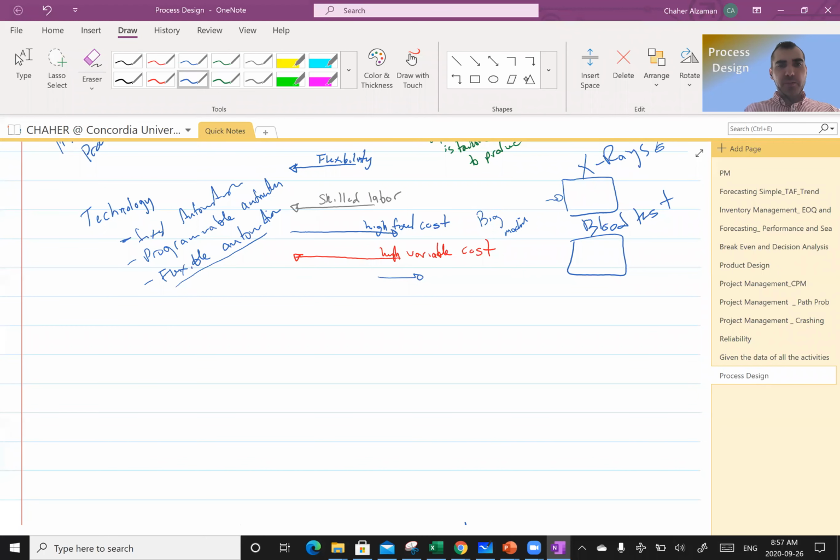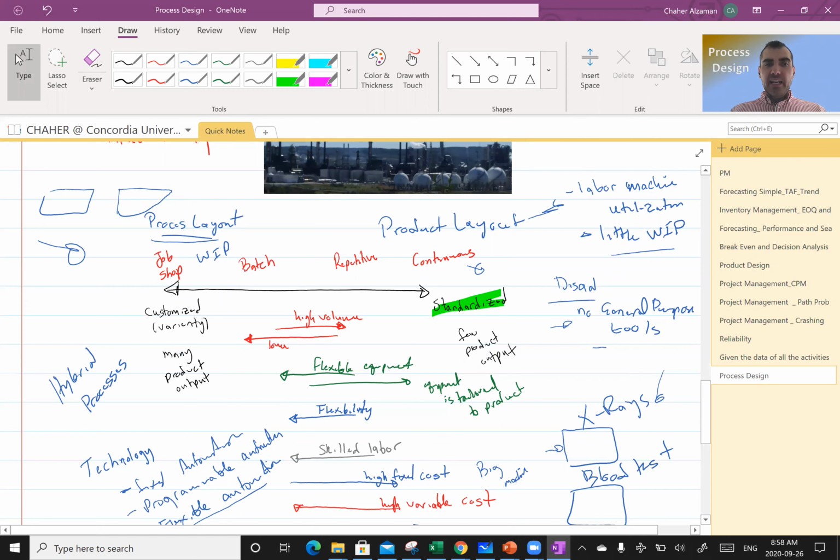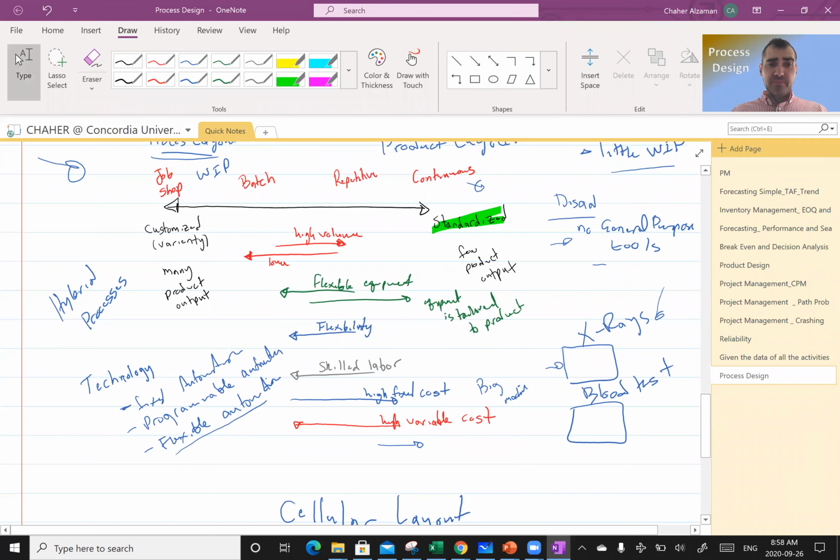So the last type of layout we're going to be looking at is cellular layout, which is basically in the middle between product layout and process layout. It takes advantage of the two, puts them together. And the idea here is we're going to group machines, and this is coming especially from product layout. And we said product layout has a lot of disadvantages in terms of flexibility, so they're not flexible.